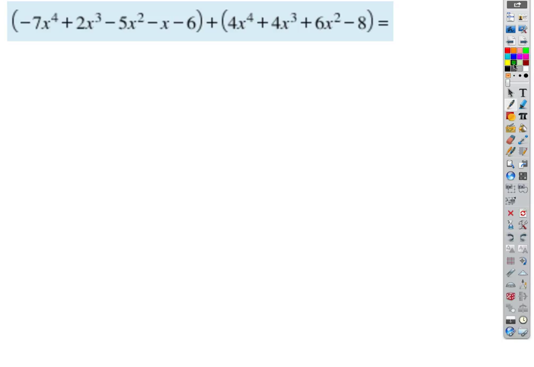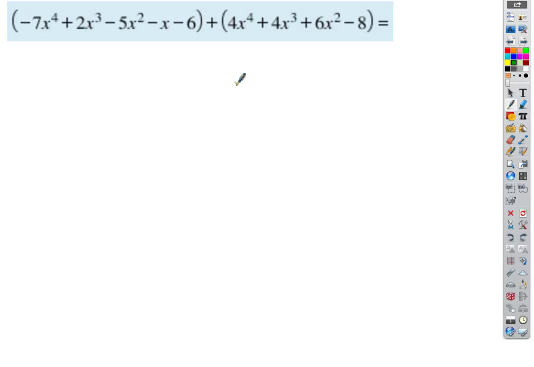So for example, what's the biggest power of x here? Looks like x to the 4th. So now think about this though. Just be careful with this. What is negative 7x to the 4th plus 4x to the 4th? Negative 3. Negative 3 x to the, is it the 8th or the 4th?